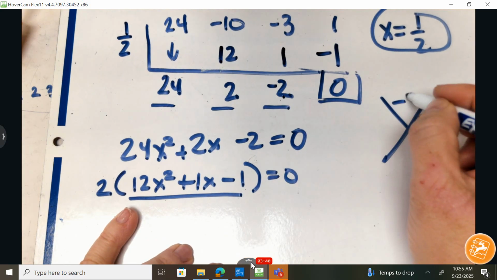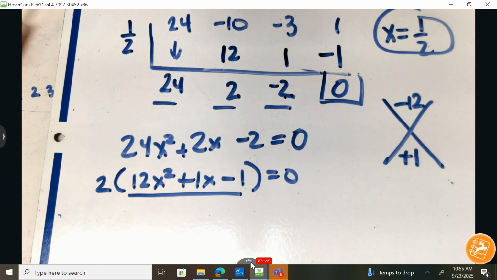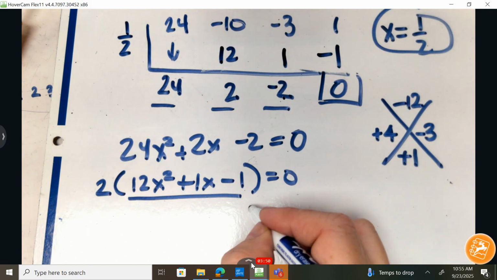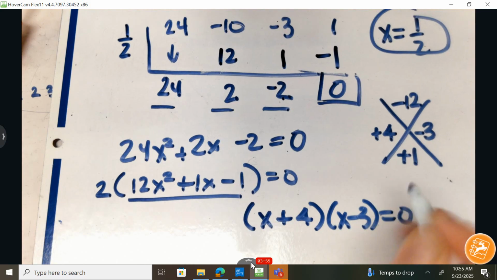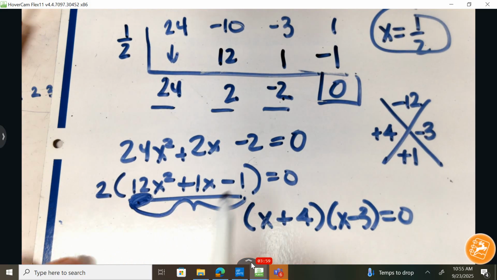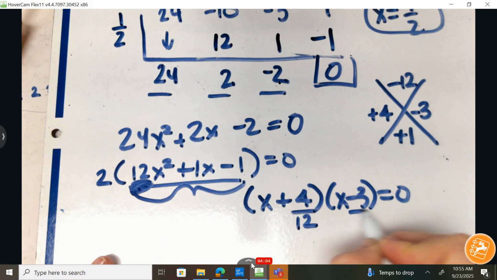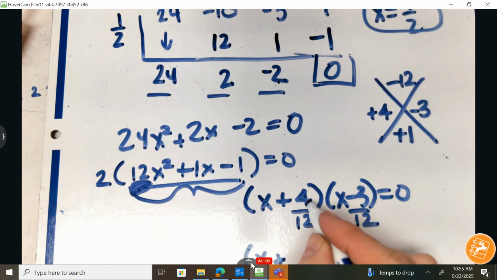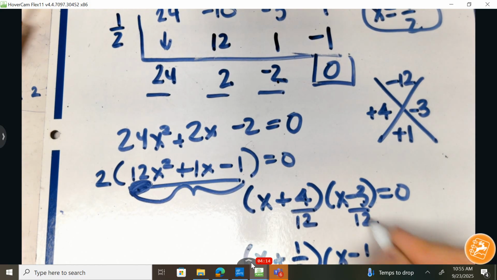12 times -1 is -12. I want to know 2 numbers that multiply to equal -12 and combine to give me 1. 4 and 3, with 4 being positive. So x plus 4 and x minus 3. But remember, what do most people forget here? This is the leading coefficient we're looking at because this is the trinomial I'm working with. When the leading coefficient is anything other than positive 1, I need to drop it below. Now 4 over 3, we can reduce that. Divide by 4 and divide by 4. Divide by 3 and divide by 3.